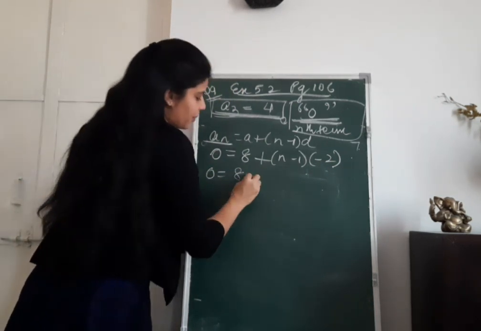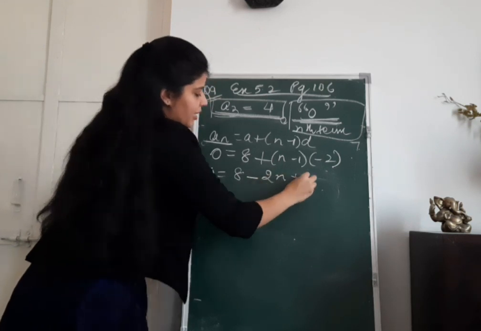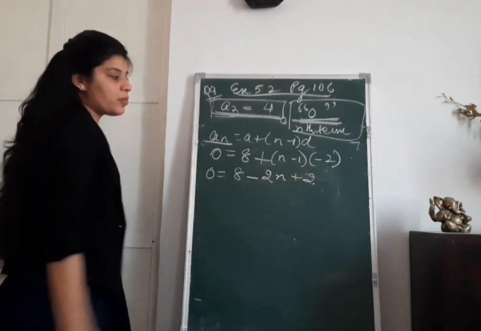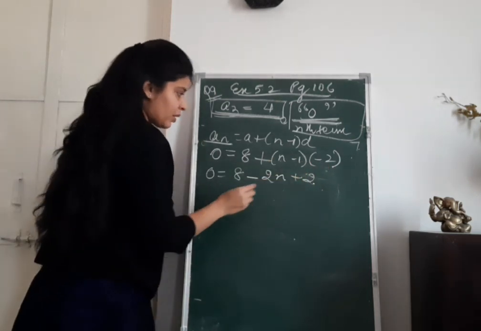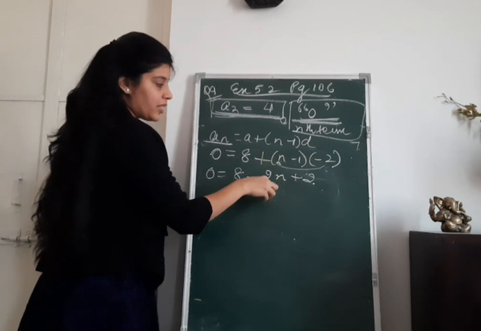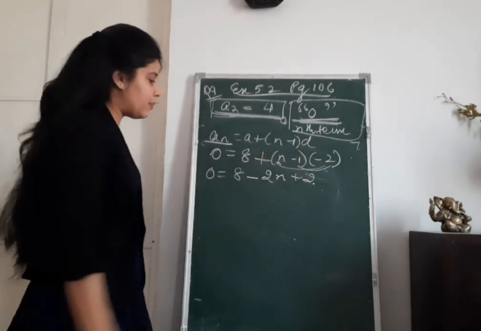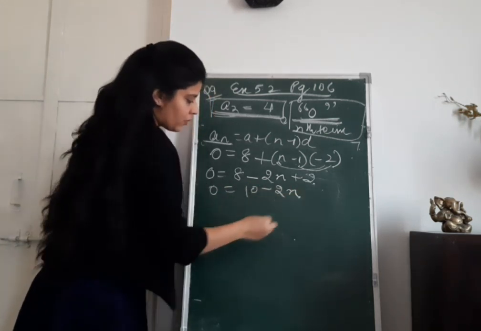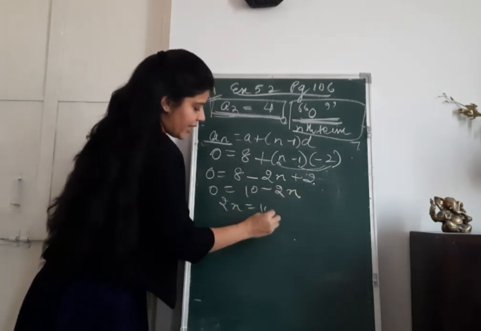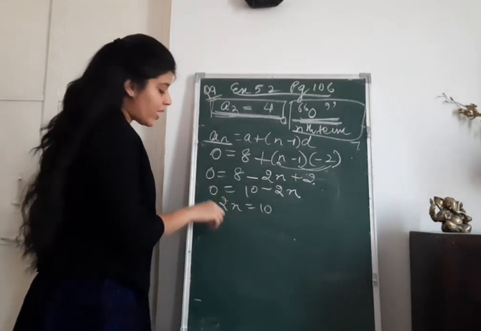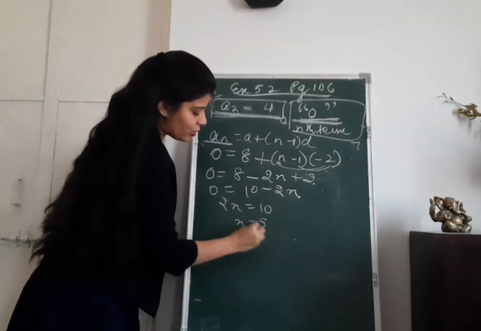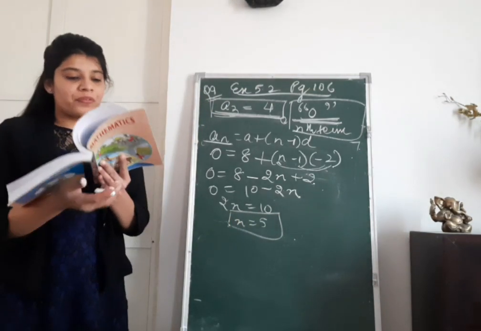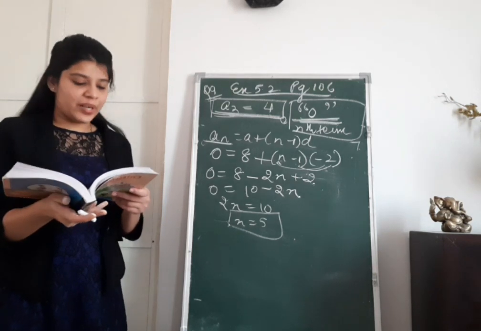Multiplying this and opening the bracket, minus 2 into n is minus 2n, minus 2 into minus 1 is plus 2, right? So 0 is equal to 10 minus 2n. That gives me 2n is equal to 10, taking this to the side, right? That gives me n is equal to 5. So 0 is the fifth term of this arithmetic progression.